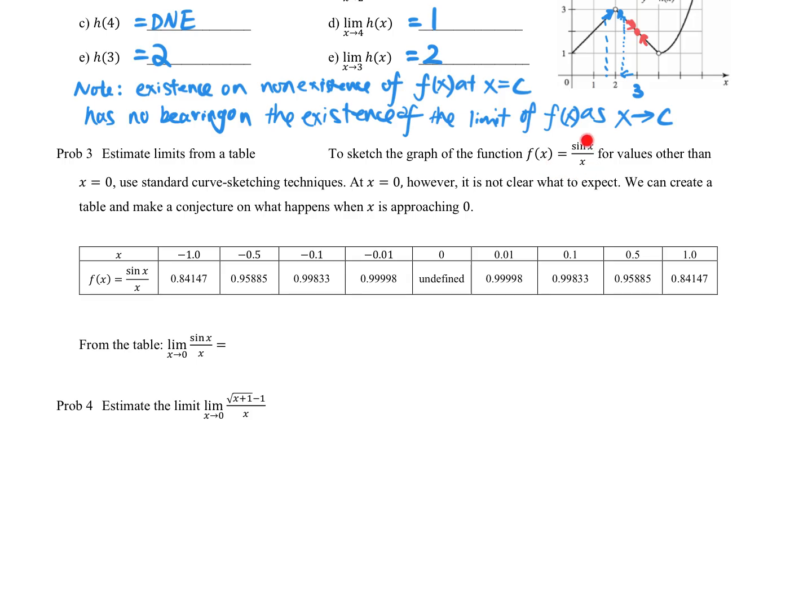Let's consider the function f of x equals sine x over x. To sketch this graph, for values other than x equals 0, you can use standard curve sketching techniques, and then you take enough points to plot into the xy plane and connect those points using a smooth curve, right? Now, at x equals 0, however, because it's not defined, it is not clear what to expect. Now we can create a table and make a conjecture on what happens when x is approaching 0. So let's pick enough points. This is the x value, this is my y value.